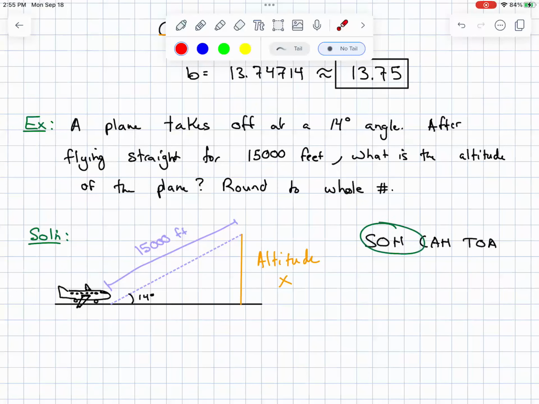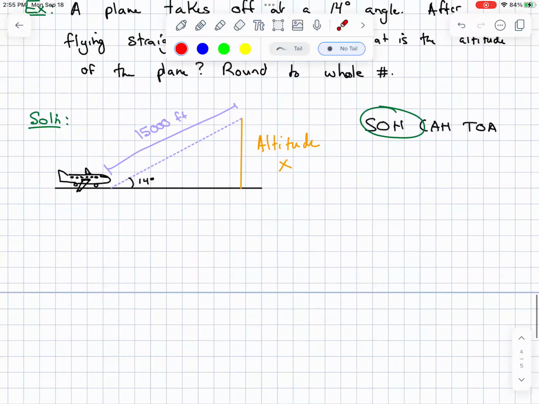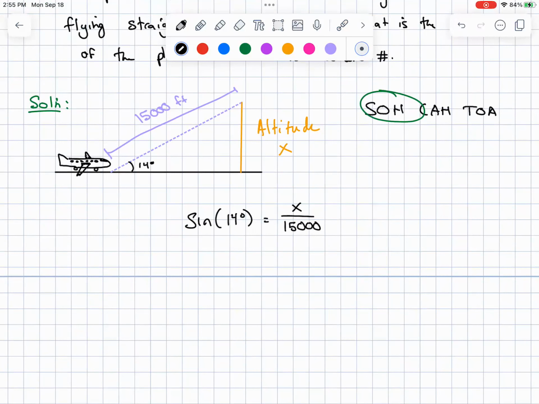Because you want the opposite, you have the hypotenuse, and you have your angle. So we have sine of 14 degrees is equal to the opposite, which is x, over the hypotenuse, which is 15,000. Now, using your calculator, because I don't know what sine of 14 degrees is off the top of my head, it's going to be 0.24192. 0.24192 is enough digits. I think that should be sufficient.